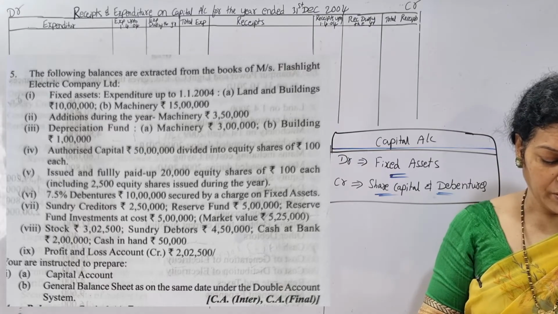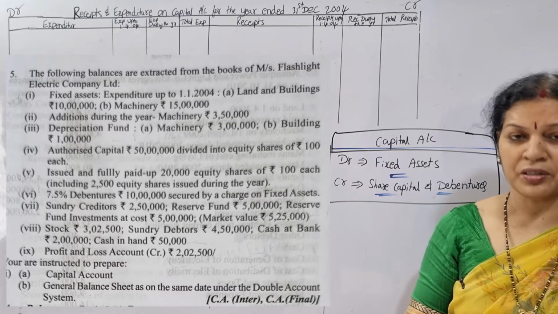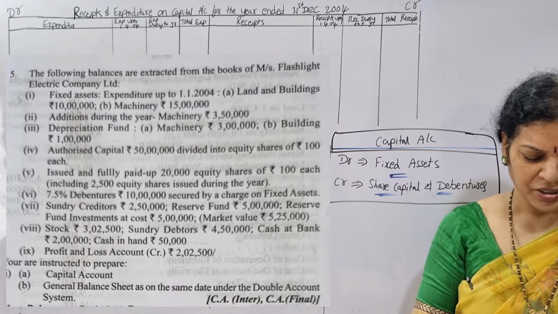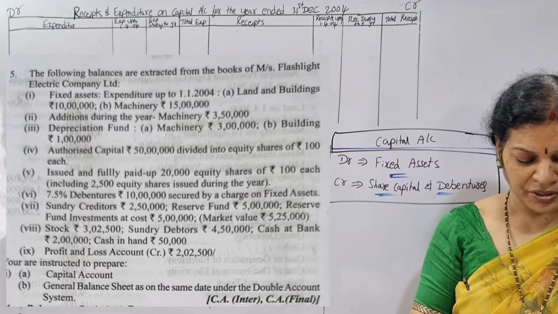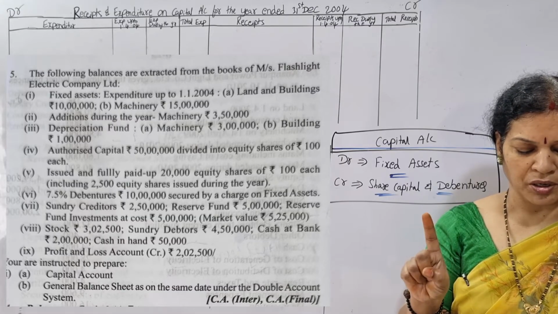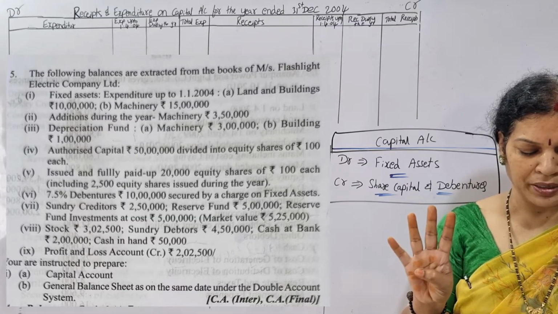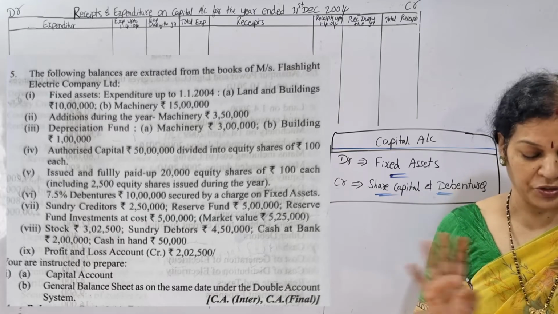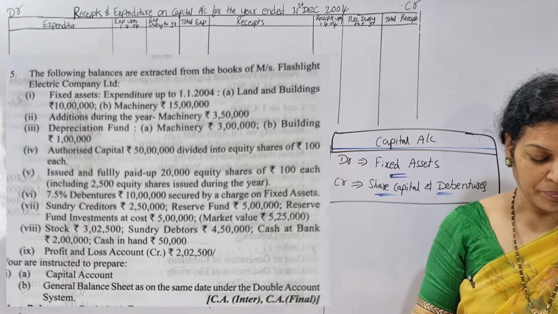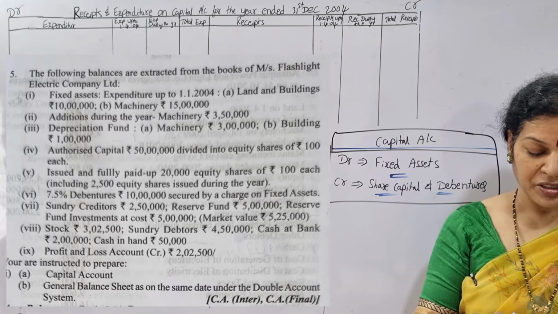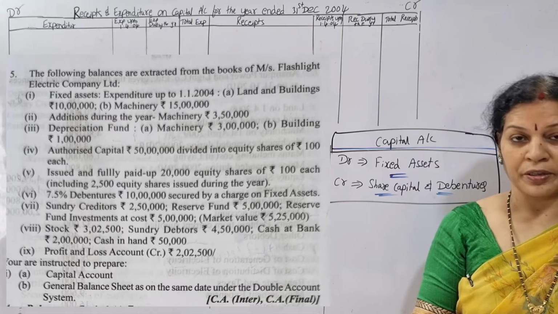Next, stock, that is closing stock. Balance sheet asset. Sundry debtors, this is also balance sheet asset. Cash at bank, cash in hand. All the four items, stock, debtors, cash at bank, cash in hand, are assets in the balance sheet. Next, last one, profit and loss account. Profit and loss account credit, they said it is 2,02,500.